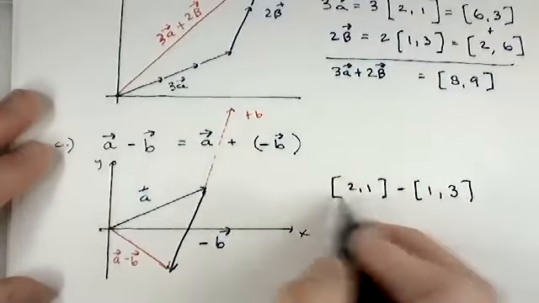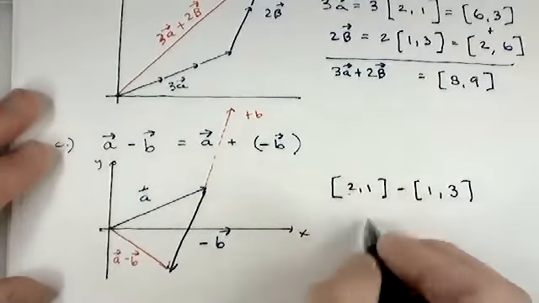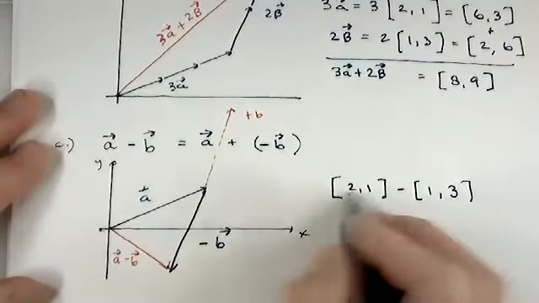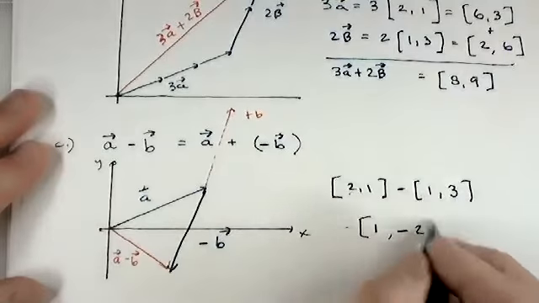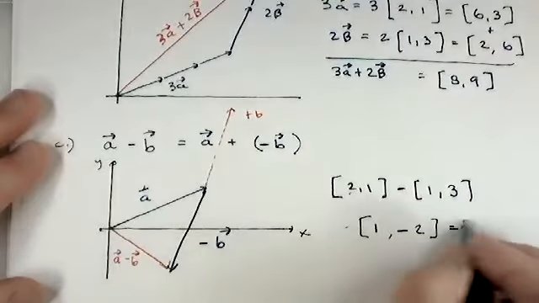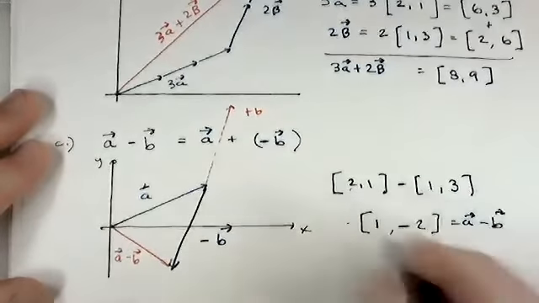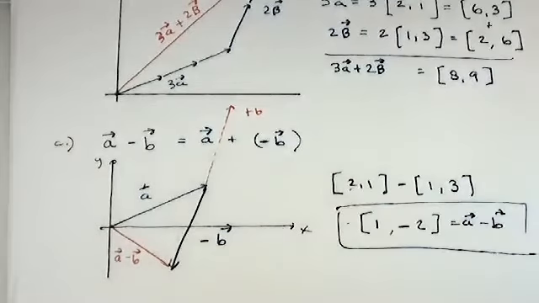Numerically, it's really simple, right? You just subtract the x component. So that's going to give you 1, 2 minus 1 is 1. 1 minus 3 is negative 2. So it's really easy to get that. Answer numerically.